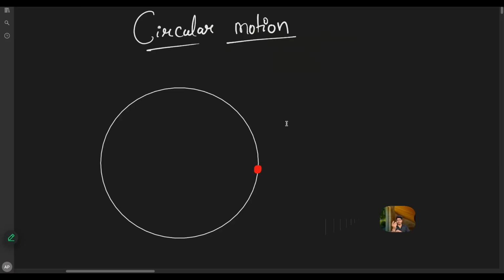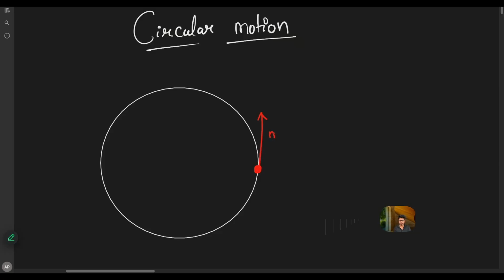Okay, let's learn about circular motion. So basically, what is circular motion? Circular motion is when an object is moving around a center point. Let's suppose this is the object that we have, and it is moving around.